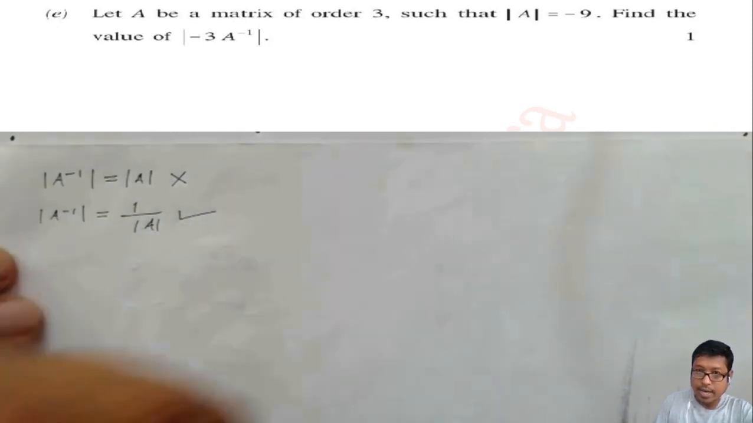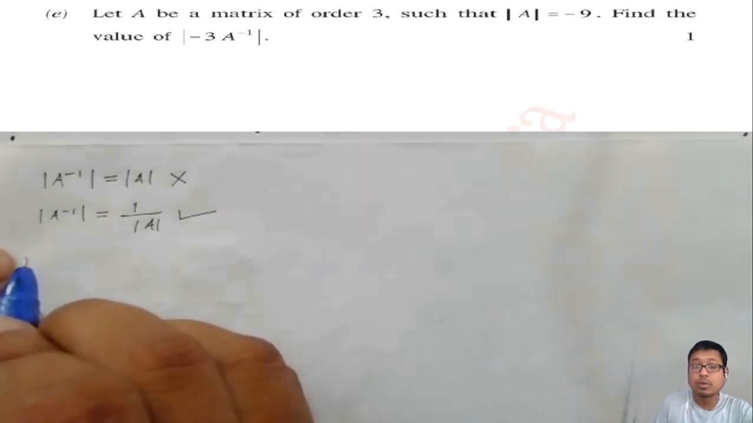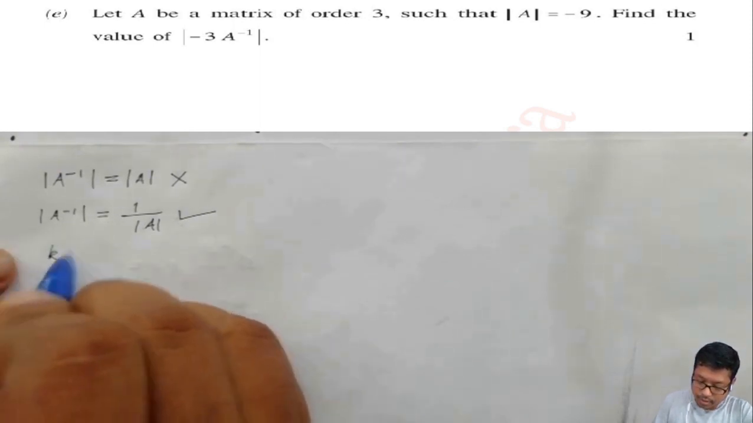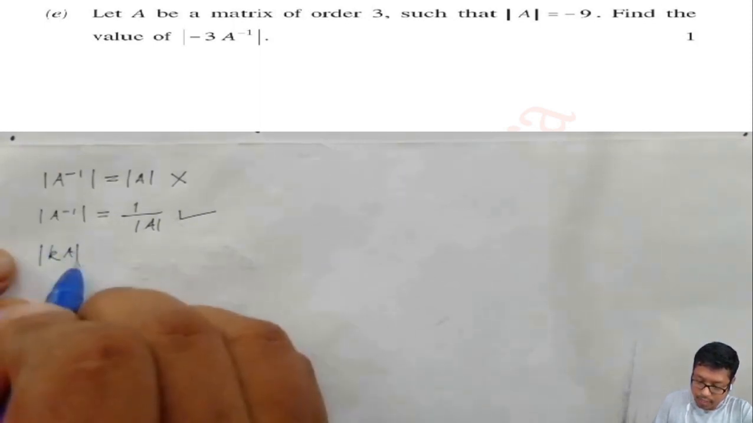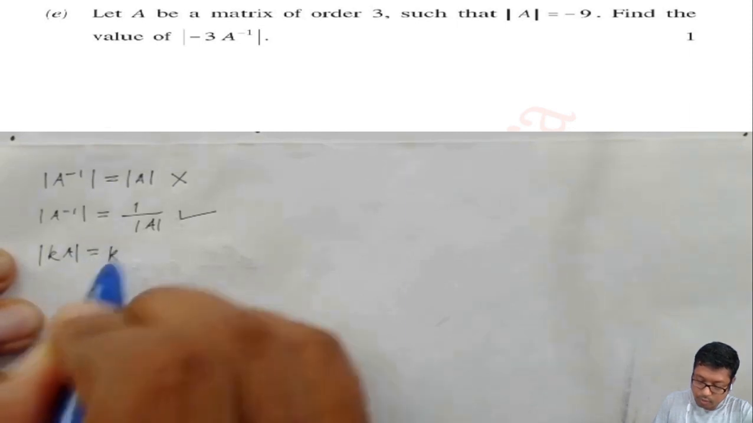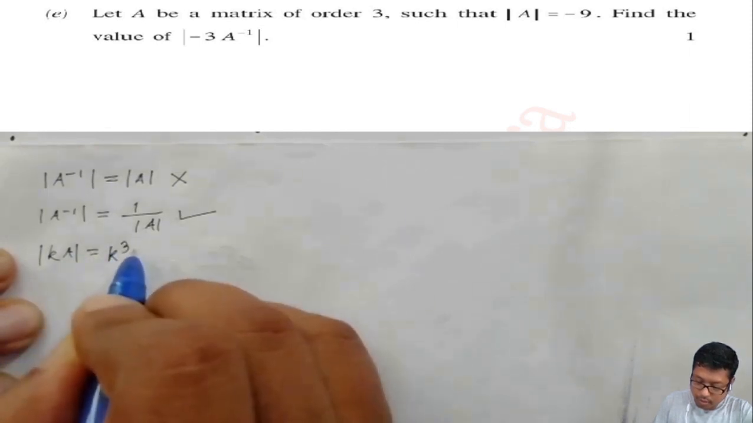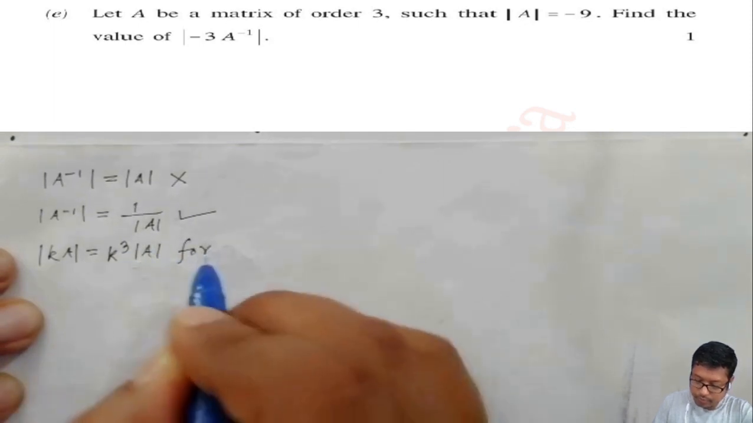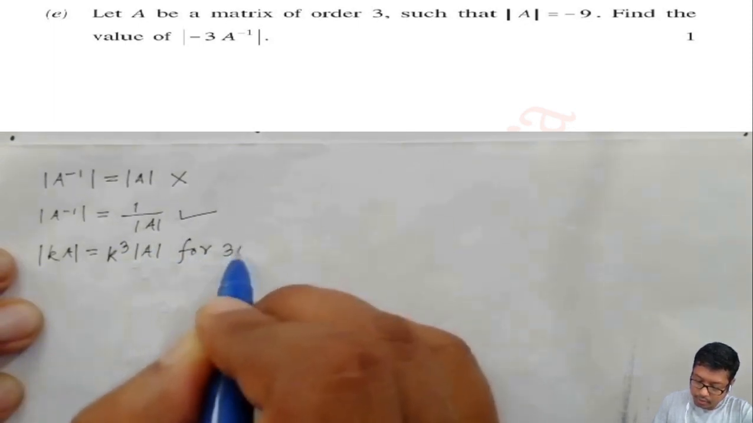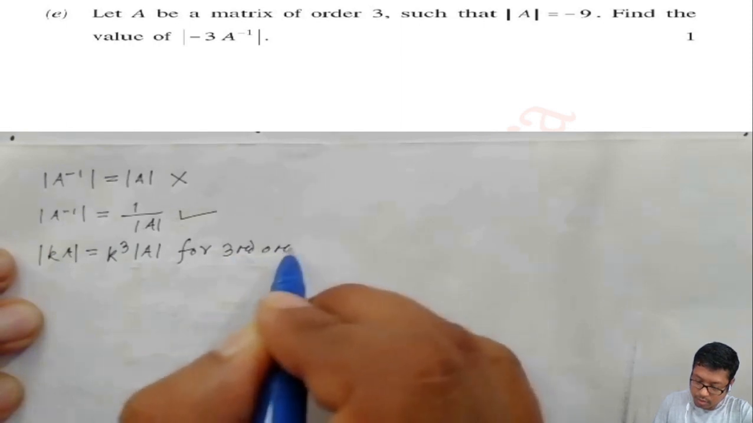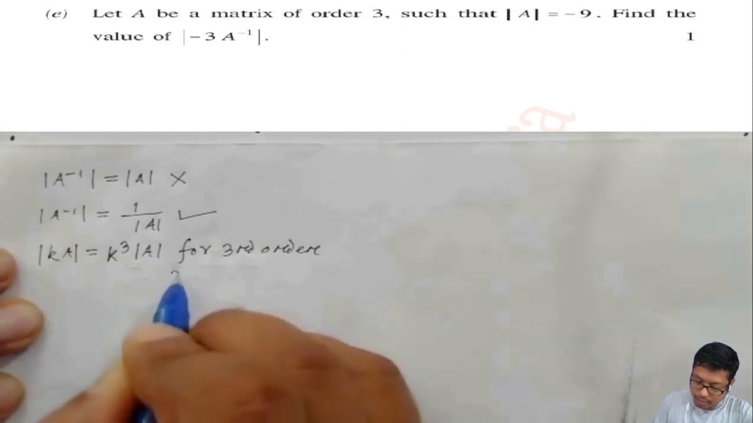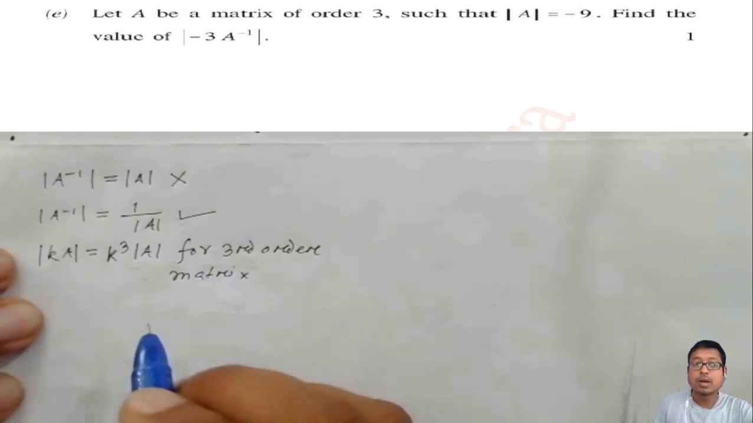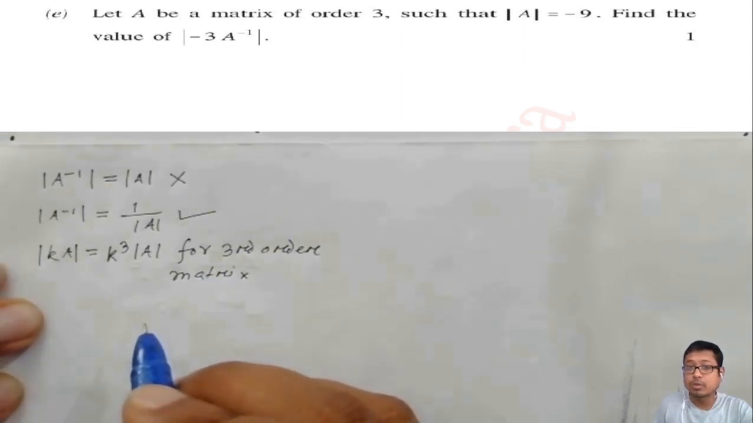And also I need another formula to solve this particular problem, that is determinant of kA is equal to k cube into determinant of A for a third order matrix. Fine, these are the two important formulas that will be required to solve this.